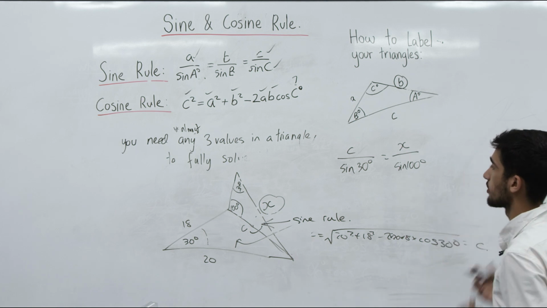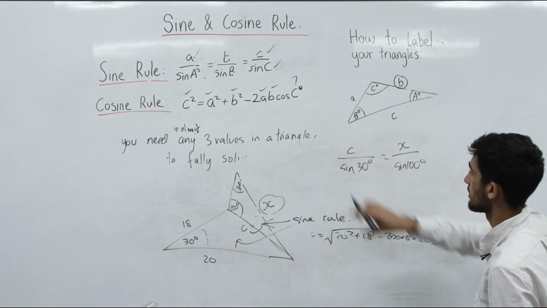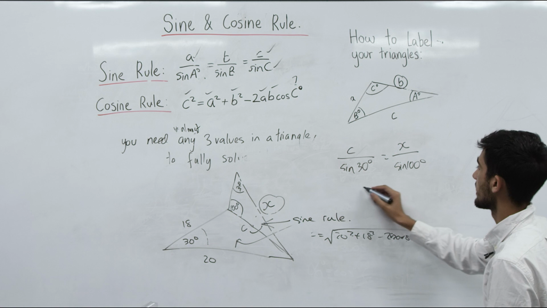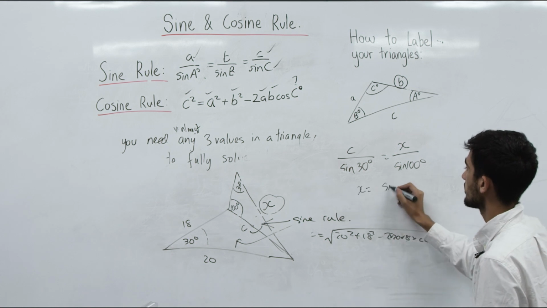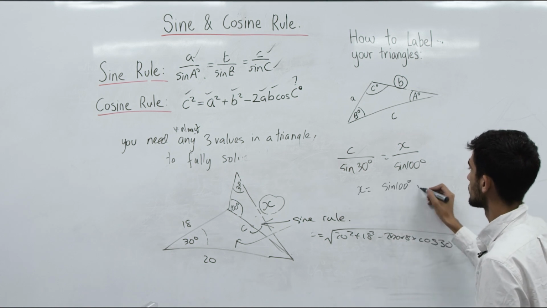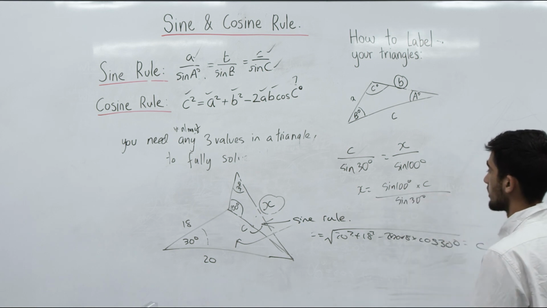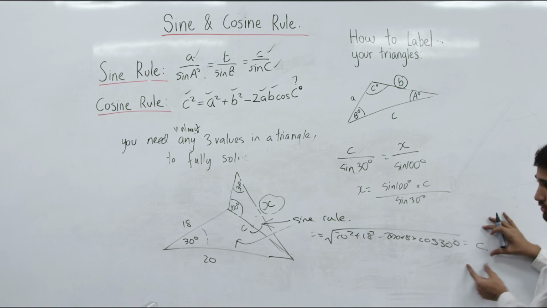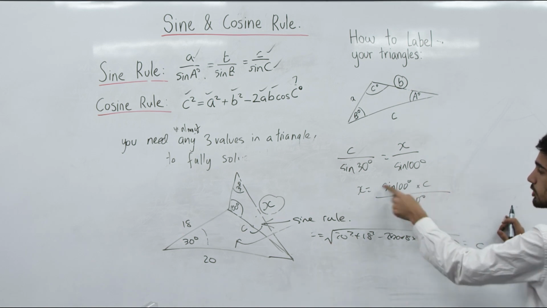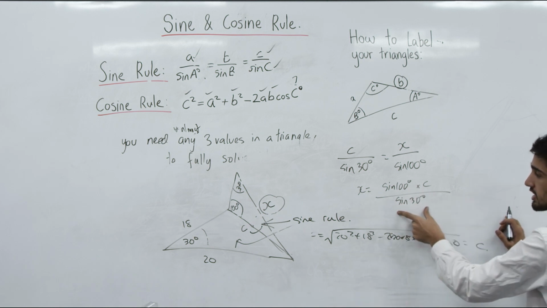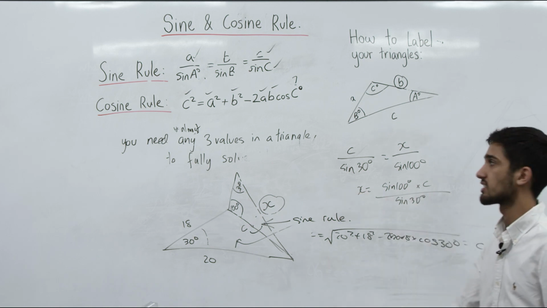Okay? And the final answer we're going to get is we bring that divide by sine 100 over, and we get x equals sine 100 times C divided by the sine of 30. Now, all you need to do is calculate your value of C using the first equation, put that number into here, multiply it by sine 100, divide it by sine 30, and you've got your answer x.